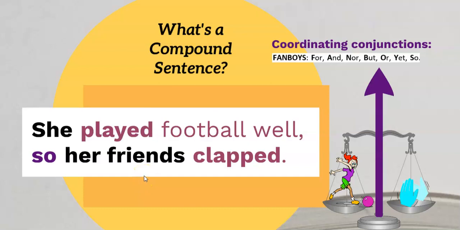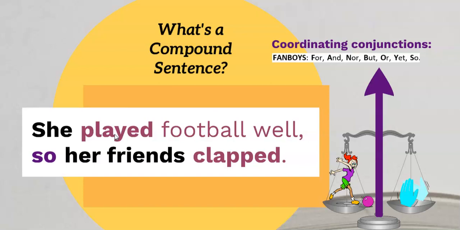She played football well, so her friends clapped. We can split this sentence into two parts, and the first is she played football well. Who played football well? She, so she is the subject. What did she do? Played, so played is the verb. Most verbs are doing words, but not all, for example, is, are, am.